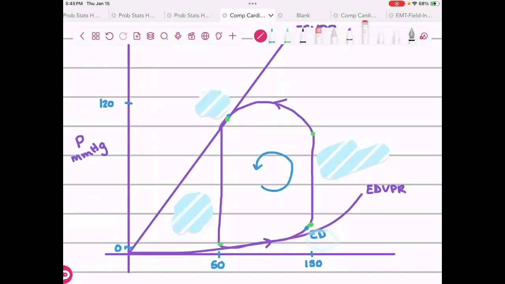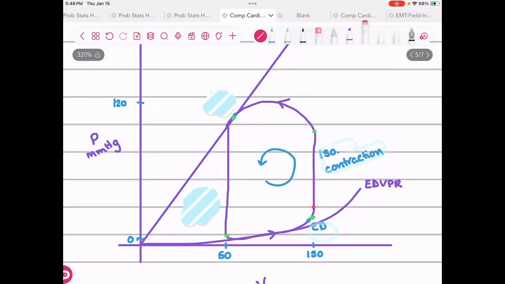So if we count this as the end of diastole, the very first thing that happens after diastole ends is the heart contracts again, right? So diastole, you just finish filling. So this is our isovolumetric contraction. As you can tell, the pressure shoots up while the volume stays pretty consistent.